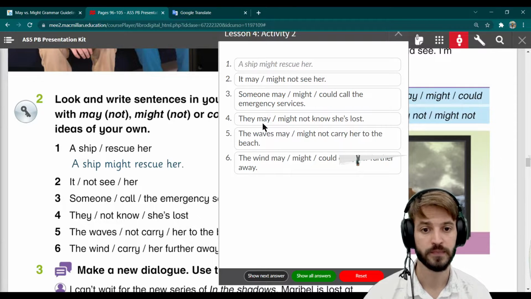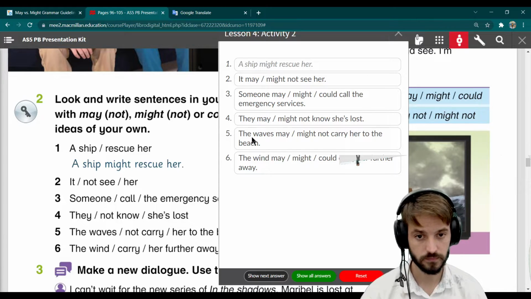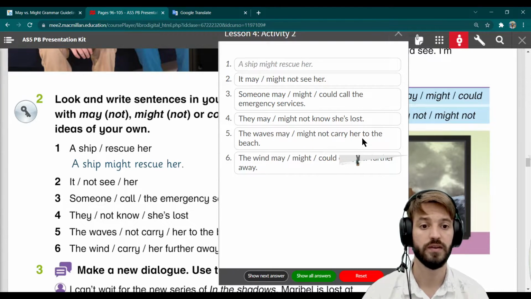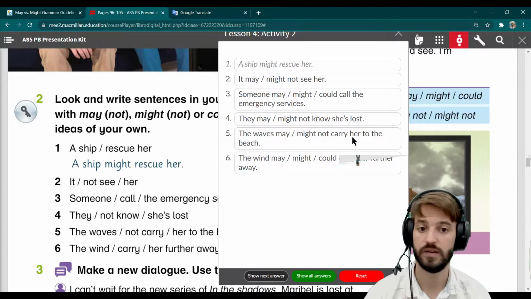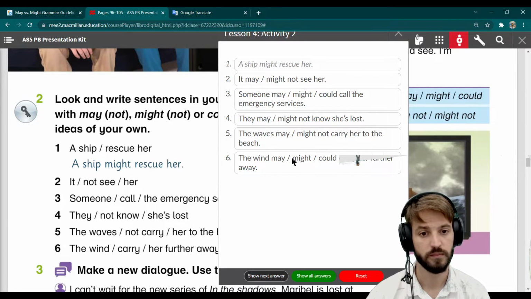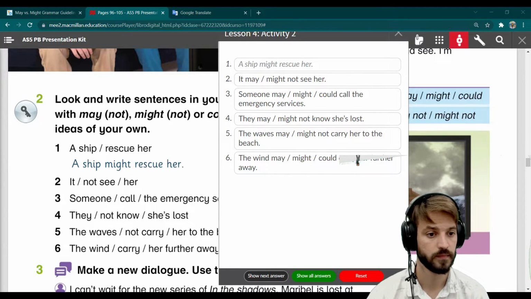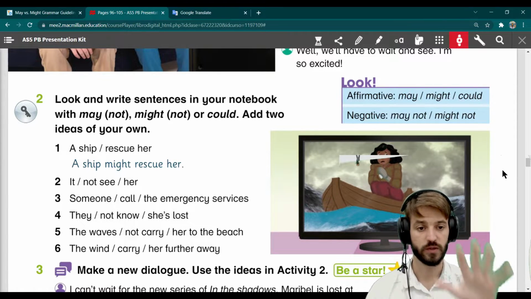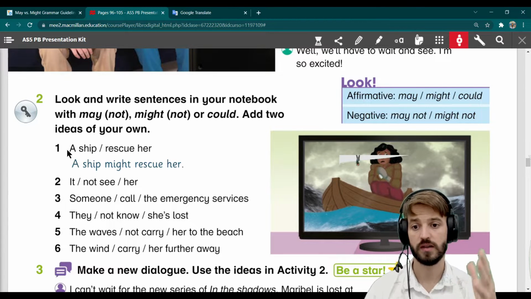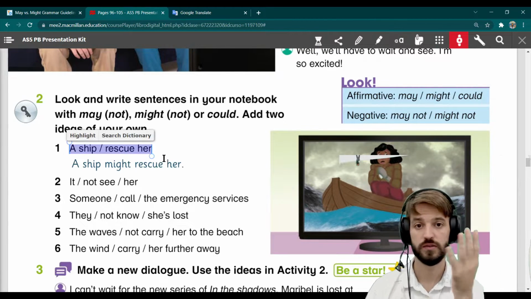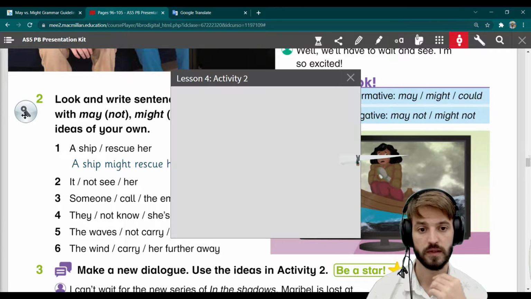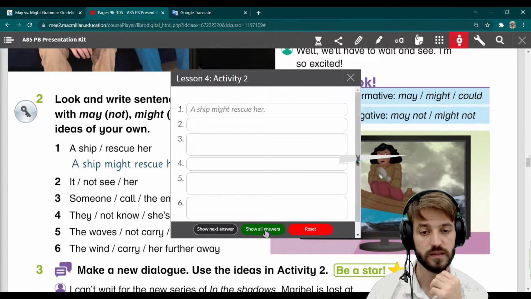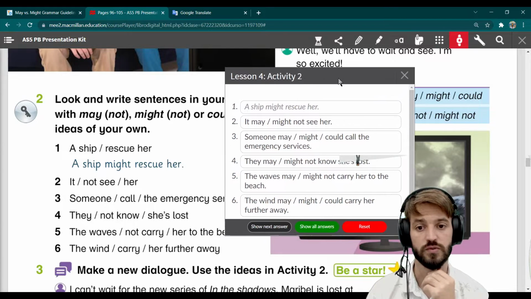They're all fine. They may not know she's lost. They might not know she's lost. The waves may not carry her to the beach. The waves might not carry her to the beach. The wind may, might, or could carry her further away. Okay, and then this would be question 5 for you to answer. I'm just going to ask questions and you guys respond. Okay, so we can use any of these as answers and you choose.